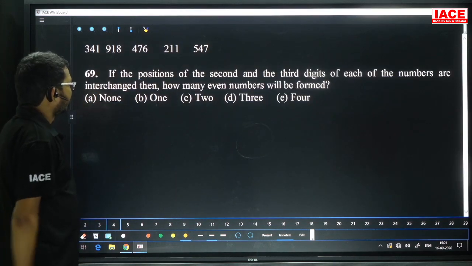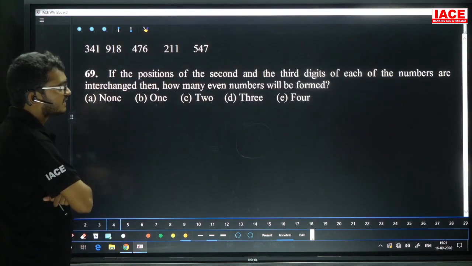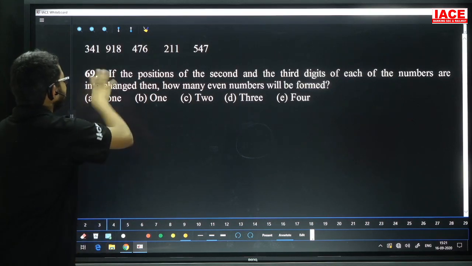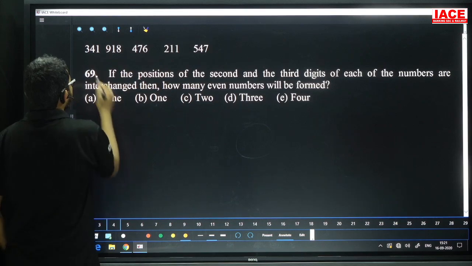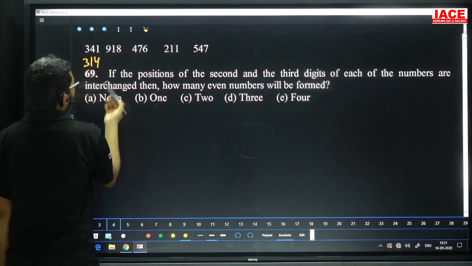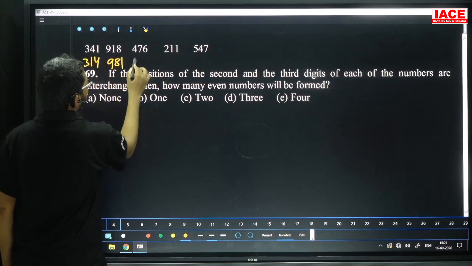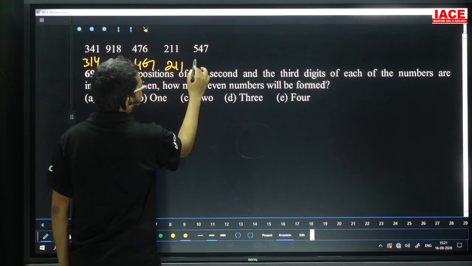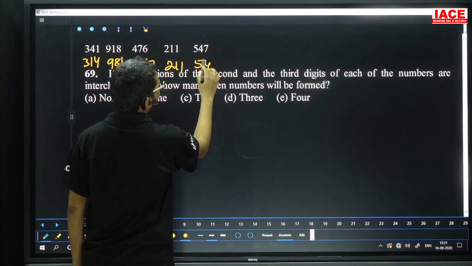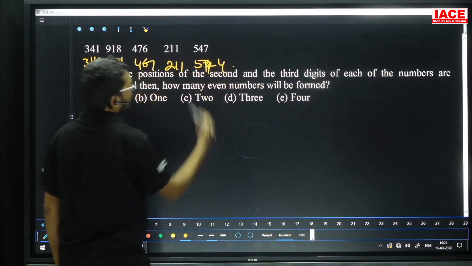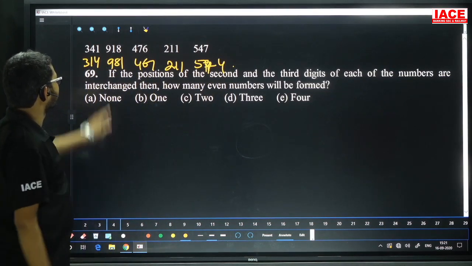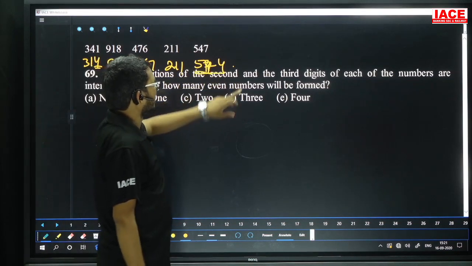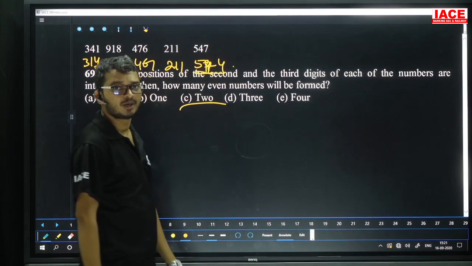Question number 69. If the positions of the second and third digit of each of the numbers are interchanged, then how many even numbers will be formed? Second and third digits are interchanged. That means this one is what? Here 314. Next, this one is what? 981. Next, 467. Next, 211. Next one is what? Here 574. So how many even numbers should be formed? Means here the endings are even, odd, even. That means a total of 2 even numbers are formed. So the answer is what? Option C.